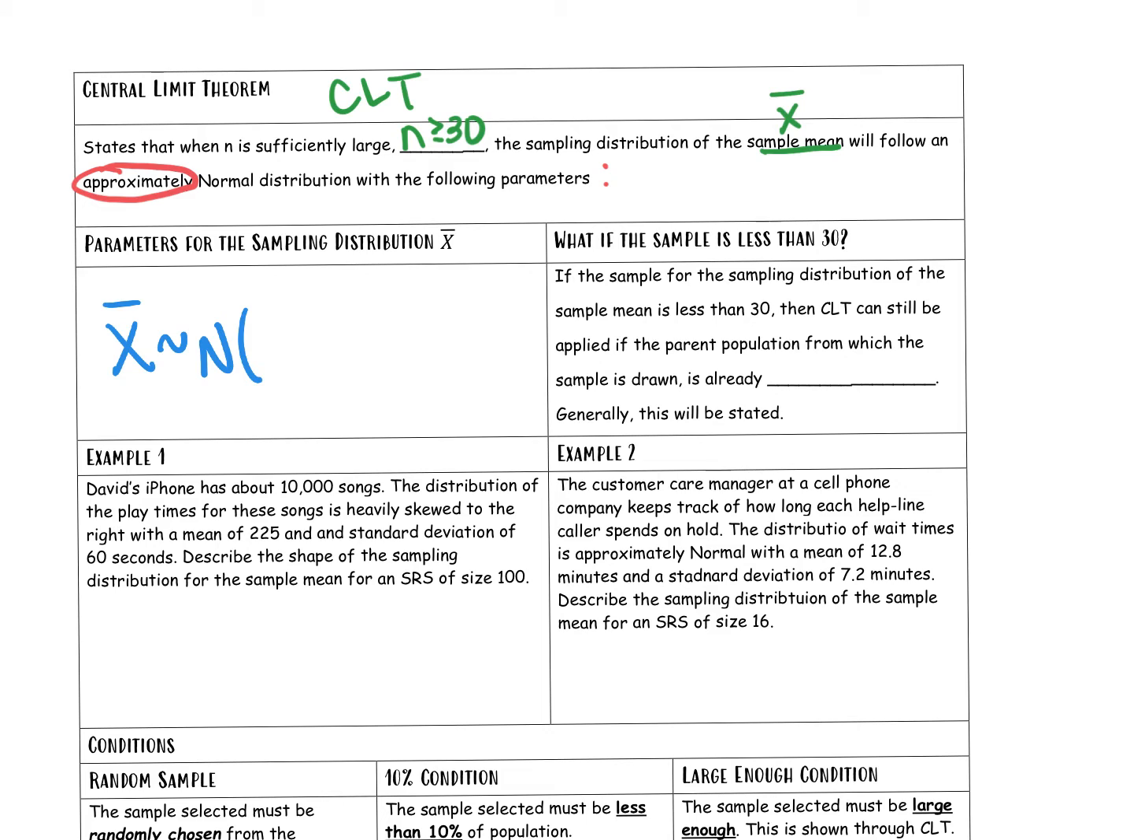a mean equal to the mean of the population. We call the population mean mu of x. And a standard deviation equal to what we now call the standard error, which is the standard deviation of the population divided by the square root of n. These are what we call our parameters. And remember, parameters are true values.